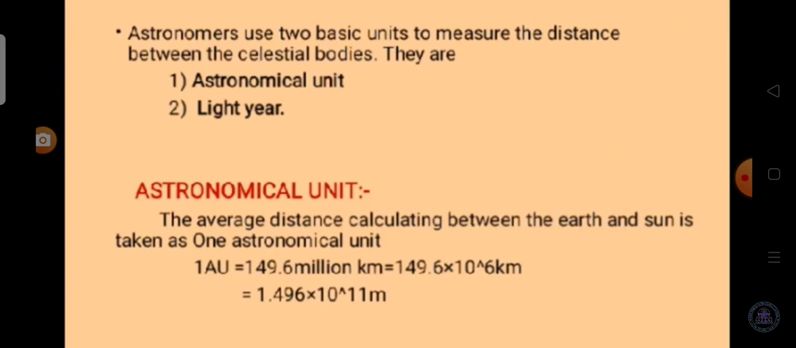One astronomical unit is equal to 149.6 million kilometers, that is equal to 149.6 into 10 power 6 kilometer, that is equal to 1.496 into 10 power 11 meter.